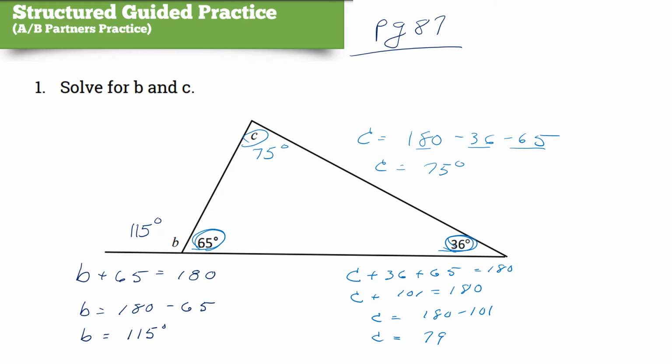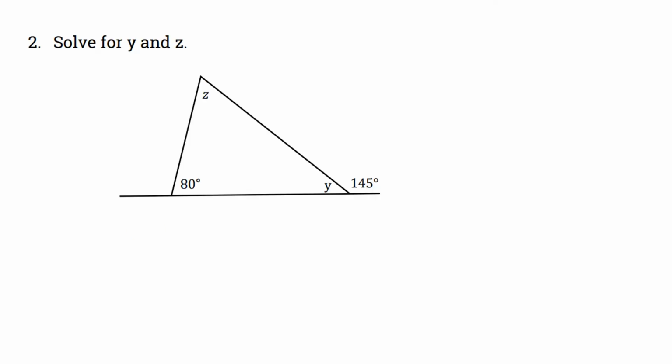All right, solve for Z and Y. Okay, these two are called what? These are supplementary. So y is going to equal 180 minus the 145. Okay, because these two equal 180, so this one plus this one equal 180. So just subtract 145 from 180 and get y. So y is 35.